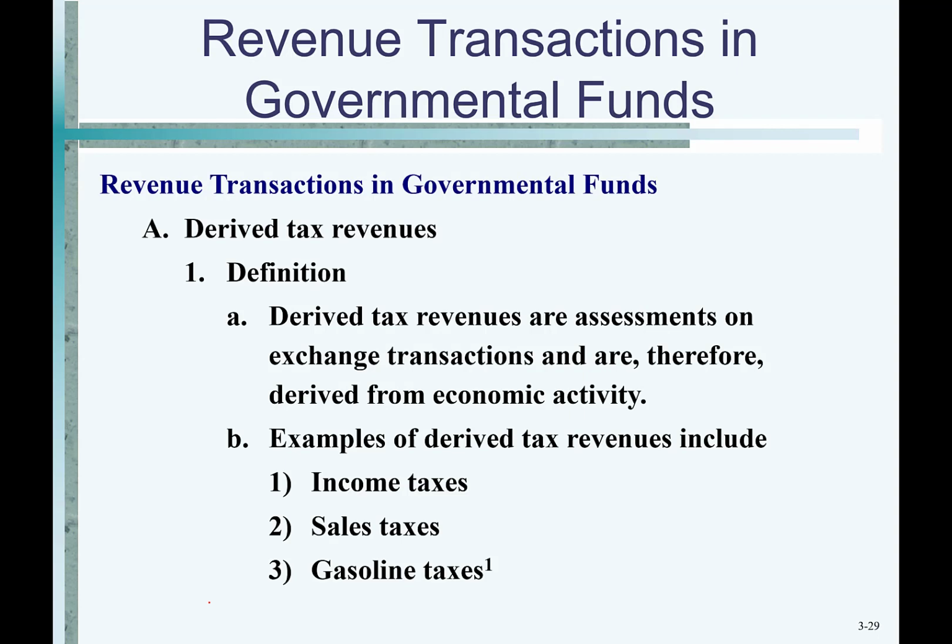They call it a derived non-exchange revenue because the value or the amount of revenue, the amount of tax that we get, is determined by some sort of underlying transaction. You can see some of the examples. We have what? Sales tax. What's the underlying transaction that drives sales tax?